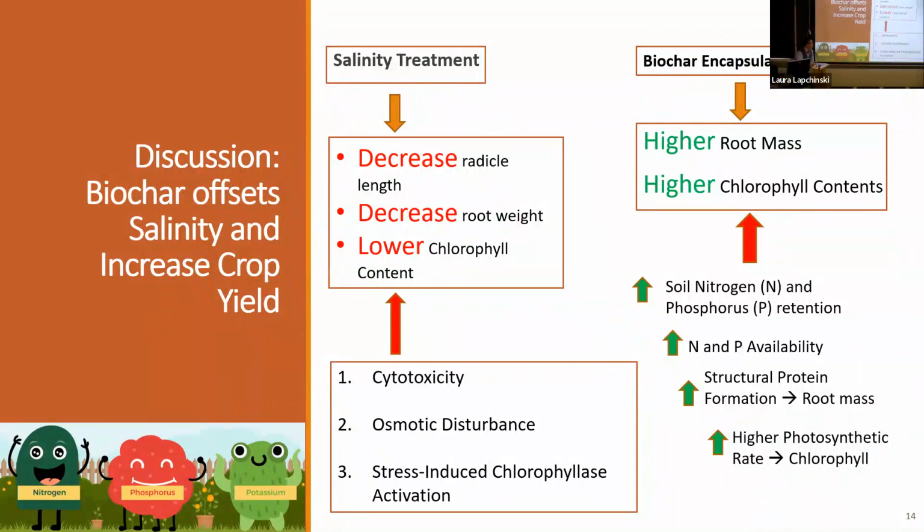And then looking at biochar seed encapsulation, why is it good? Well, as we said earlier, biochar is very porous. So it increases the soil's nitrogen, phosphorus and other nutrient retention. That means there's more nutrients for the seed to uptake, which leads to higher structural protein formation, which is my root mass as I measured and observed. And being physically more massive, the radish will have a higher photosynthetic rate, which is what I measured, and which corresponds to my chlorophyll measurement as well.